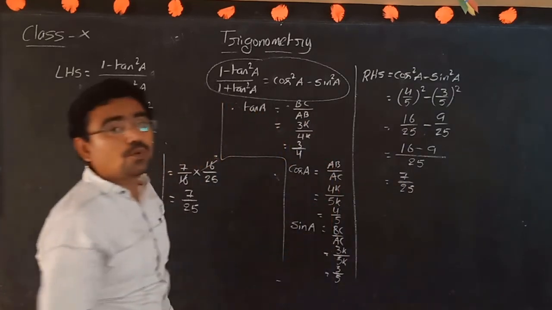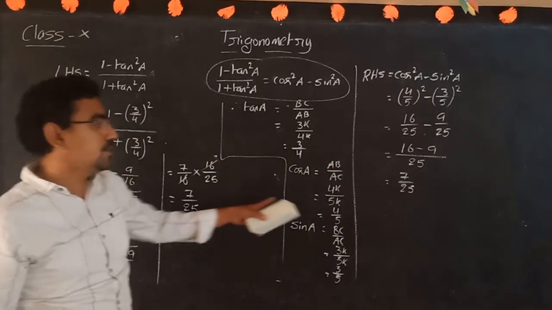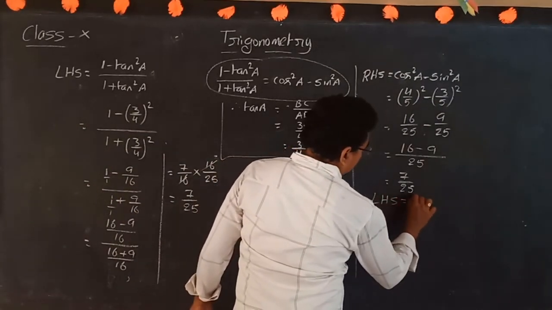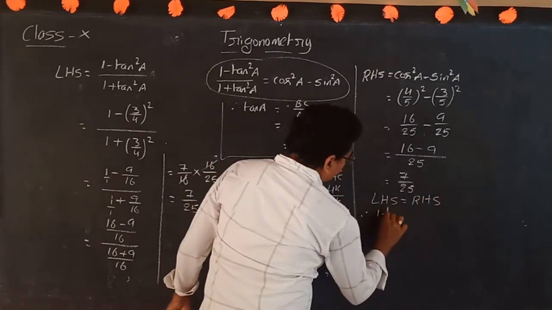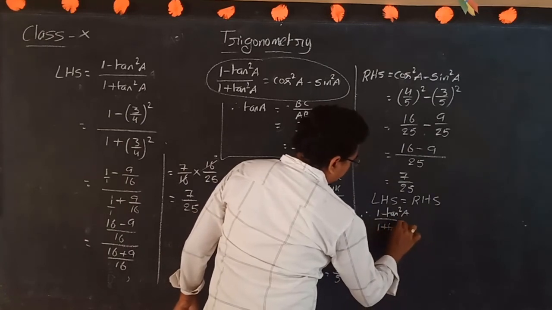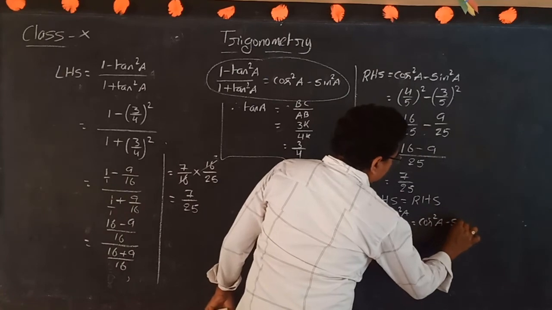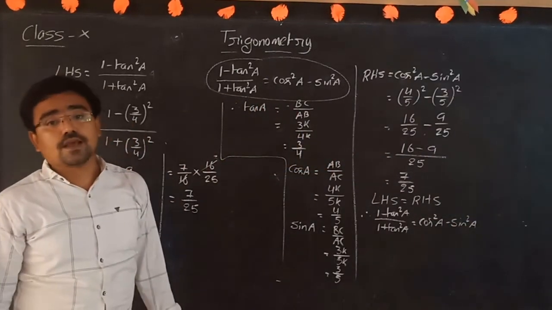Here LHS, RHS both, you got the same amount, no? LHS how much you got? 7 by 25. RHS 7 by 25. LHS equals RHS. Therefore, given 1 minus tan squared A by 1 plus tan squared A equals cos squared A minus sin squared A. So this is the possibility of a problem like this.